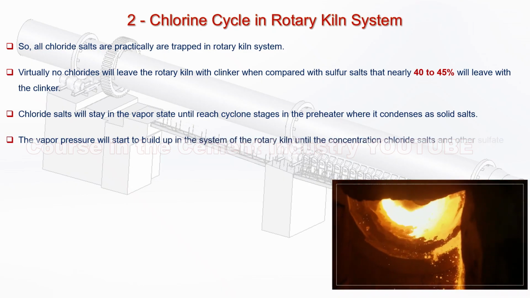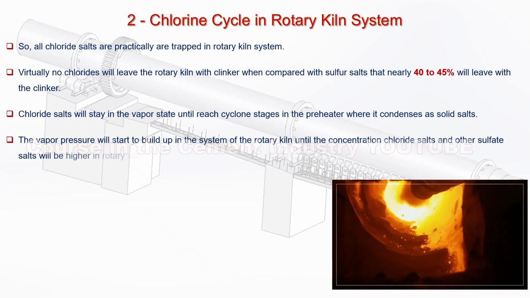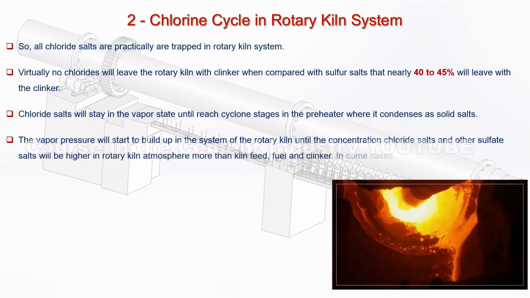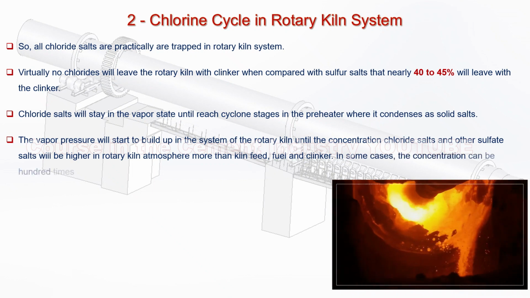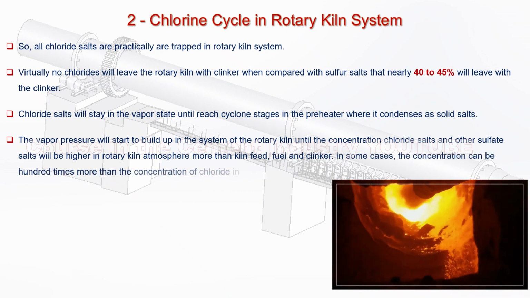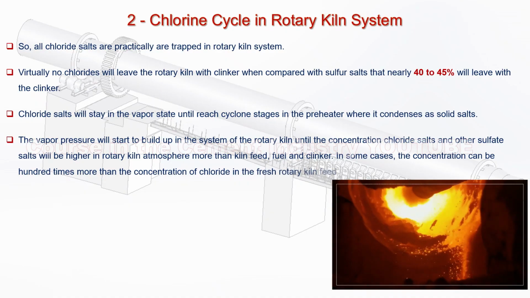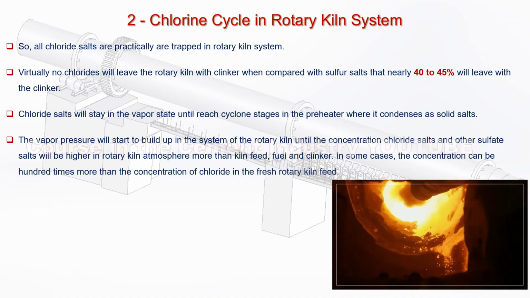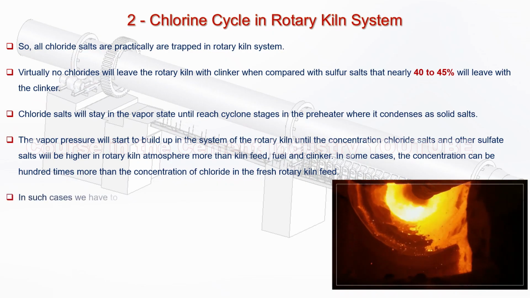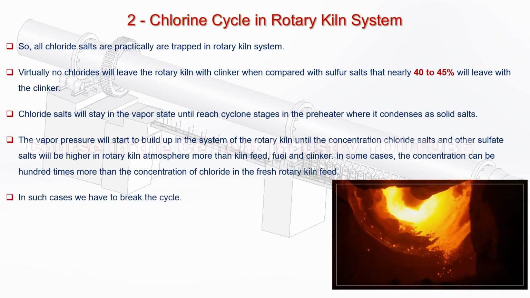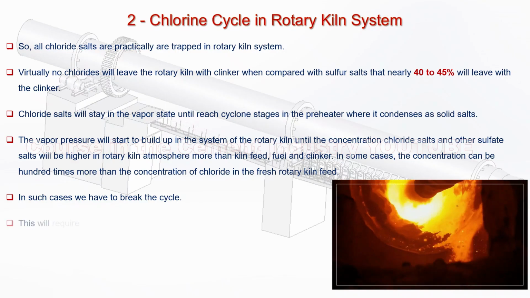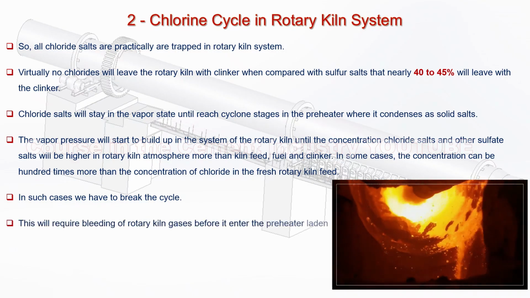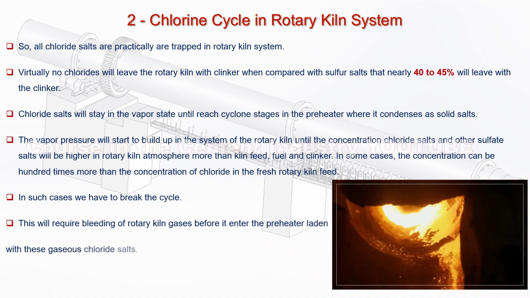11. The vapor pressure will start to build up in the rotary kiln system, until the concentration of chloride salts and other sulfate salts is higher in the rotary kiln atmosphere than in the rotary kiln feed, fuel and clinker. In some cases, the concentration can be 100 times more than the concentration of chloride in the fresh rotary kiln feed. 12. In such cases we have to break the cycle. 13. This will require bleeding of rotary kiln gases, laden with these gaseous chloride salts, before they enter the preheater.